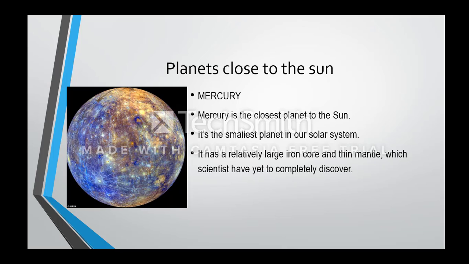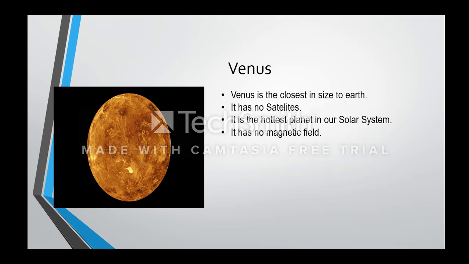Mercury is the first one that we're going to talk about. Mercury is the closest planet to the sun. It's the smallest planet in our solar system. It has a relatively large iron core and thin mantle, which scientists have yet to completely discover. The next planet that we're going to talk about is Venus. Venus is the closest in size to Earth. It has no satellites. It is the hottest planet in our solar system, and it has no magnetic field.